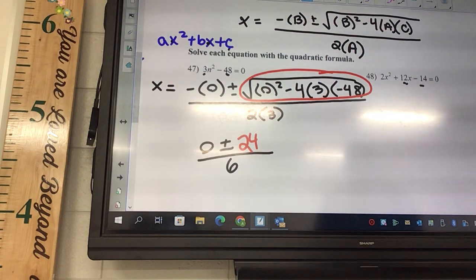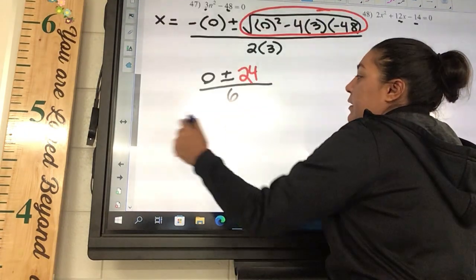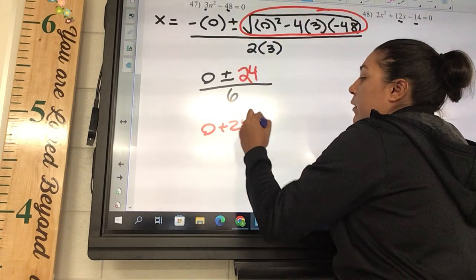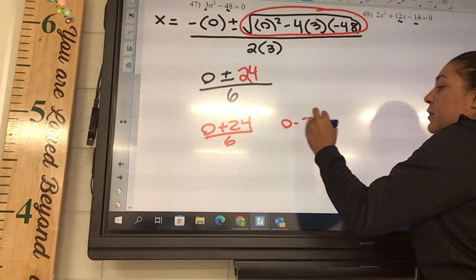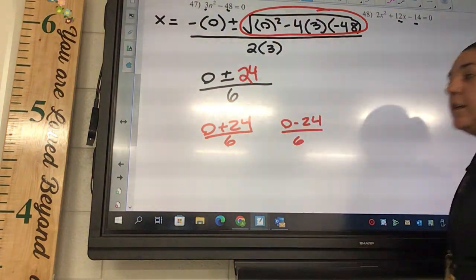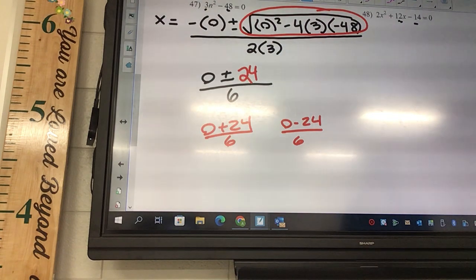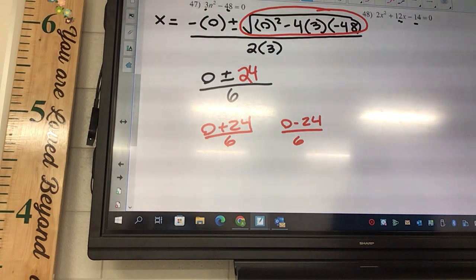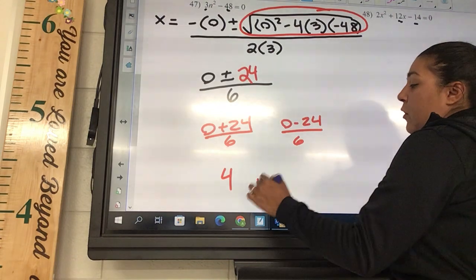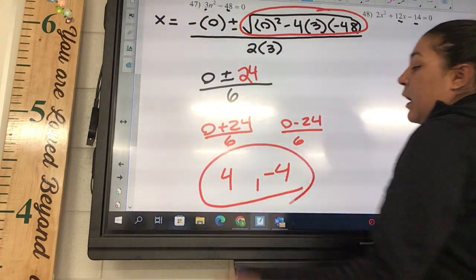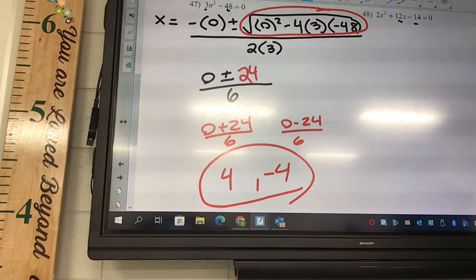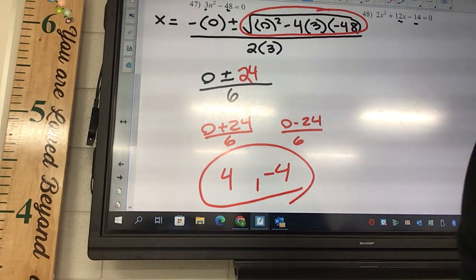Perfect, okay, so that really means it's going to look like this: 0 plus 24 over 6 and 0 minus 24 over 6. And so you should get 4 and negative 4. On all of these you're going to get 2 answers. If you don't have 2, then it's not right.